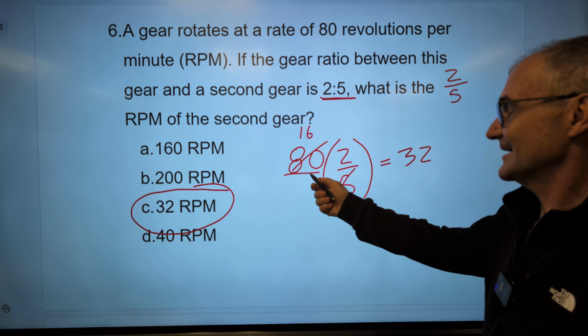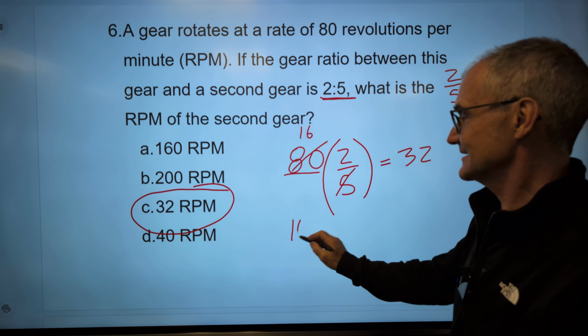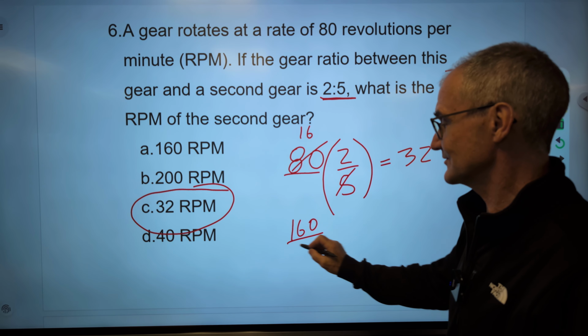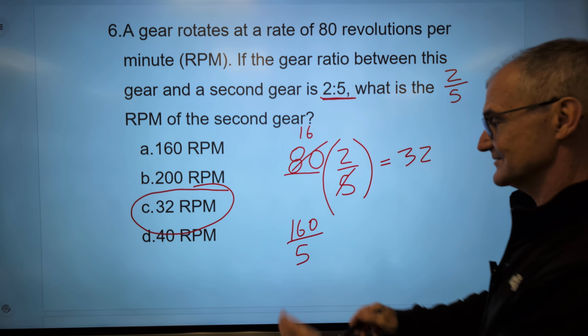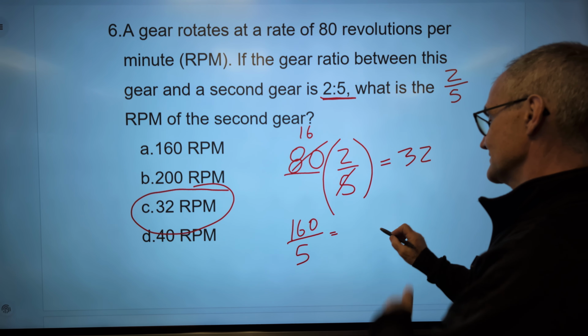I saw that right here. I mean, I could do this. I could multiply across the top to get 80 times 2, 160 over 5. That's a fraction. If I want to divide it out, I think of it falling over this way. So it falls over this way.